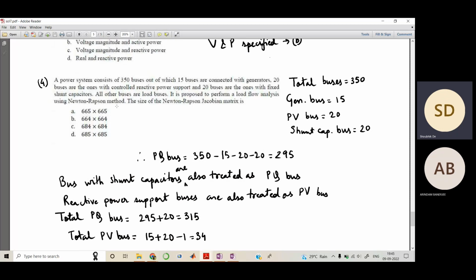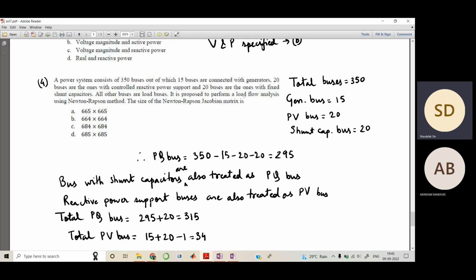Okay. So here, in problem number 4, they have told us that a power system consists of 350 buses, out of which 15 are connected with generators. I have written it here. So there are a total of 350 buses, and 15 are connected with generators. Therefore, generator buses equal 15. Now 20 buses are the ones with controlled reactive power support. So therefore, your PV buses become 20. Okay, I will come to this. And the ones with fixed shunt capacitors come out to be 20. They have written 20.